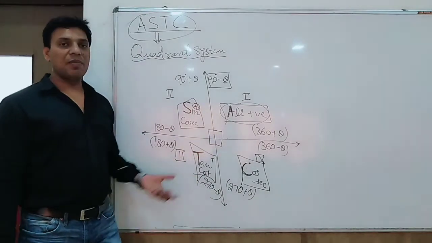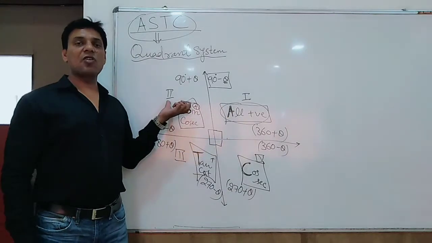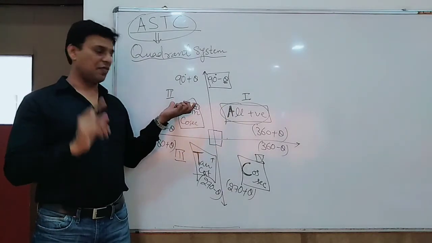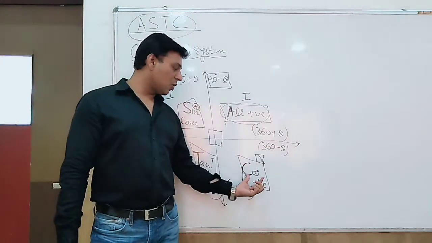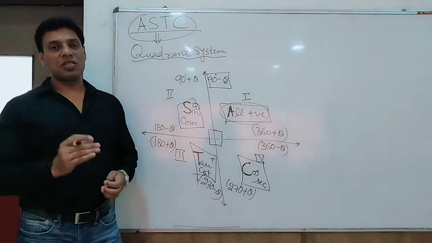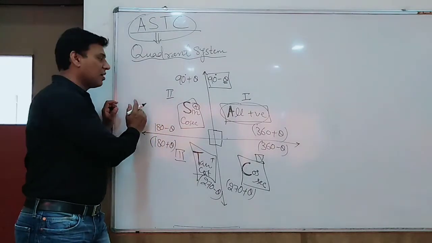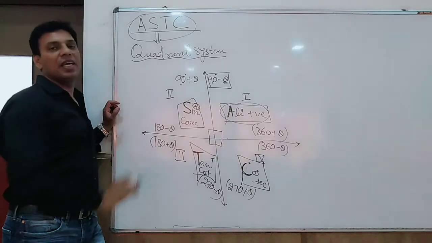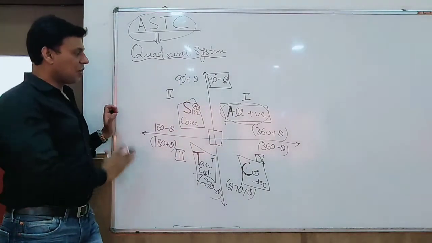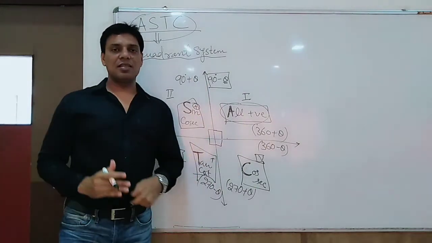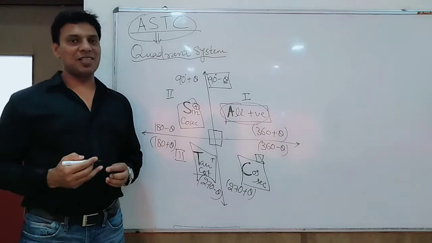So you have to remember, in the first quadrant all trigonometric ratios are positive. In the second quadrant sine and cosec are positive. In the third quadrant tan and cot are positive. And in the fourth quadrant cos and sec are positive. So suppose I am talking about tan in the second quadrant. Tan in the second quadrant will be negative. So if you can memorize this, then this step is done. Now we can move a little further.